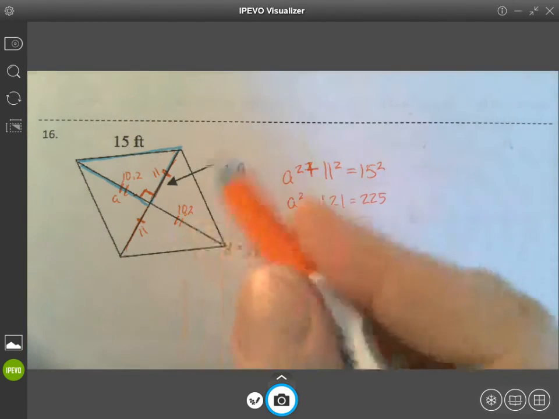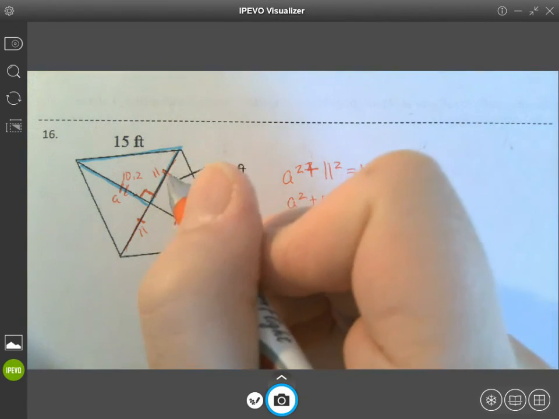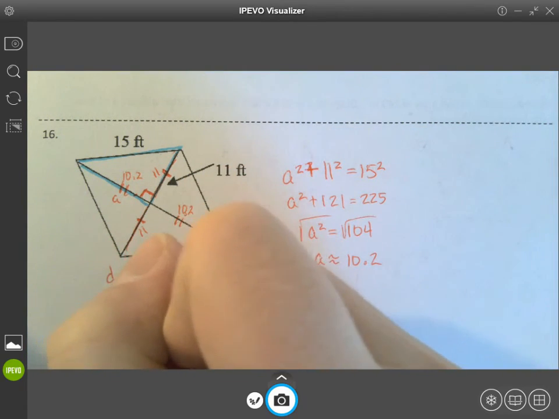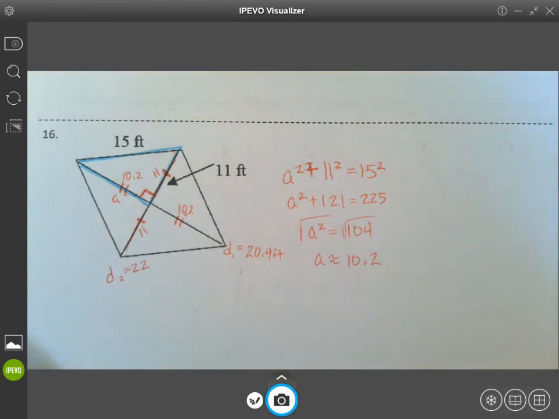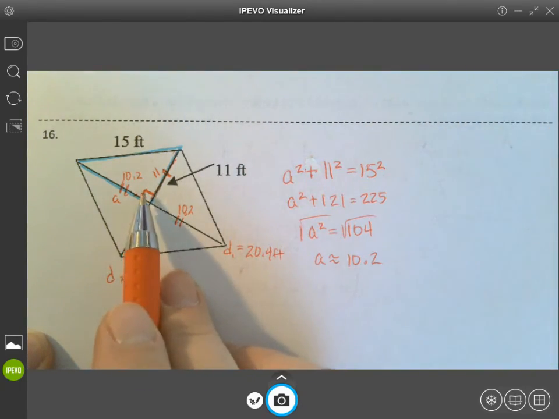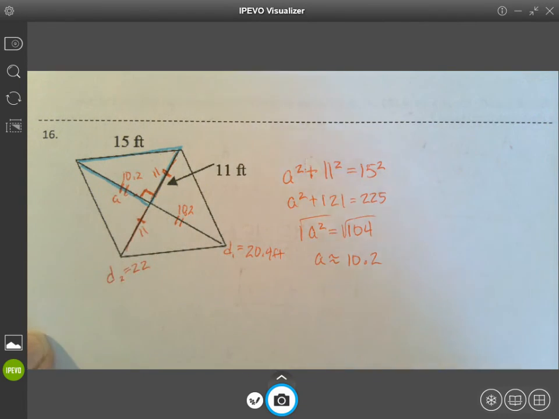All right, so we found that each piece is 10.2. That gives us a total diagonal of 20.4. The other diagonal, don't forget, I'll make this diagonal 1 and this diagonal 2, is 22. So we don't want to get wrapped up and think, oh, we finished this problem. All you did with Pythagorean theorem was find a missing side. But the key to being able to do that is know that you have a right triangle where the diagonals meet and that the diagonals bisect each other.